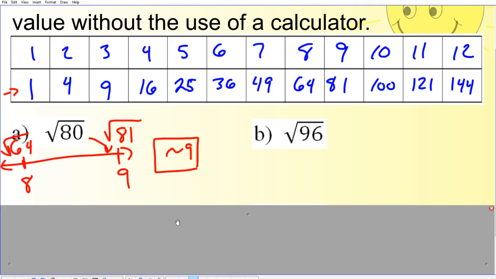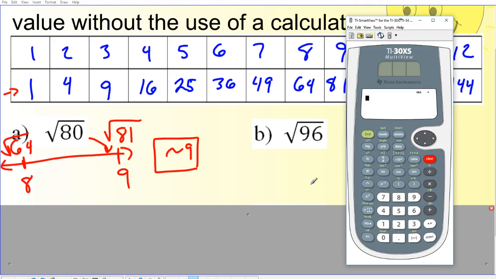And that's what we can say. We are approximating. We are not giving exact answers. If we wanted an exact answer, we'd use the calculator. Now, I'm doing this because I can show. And if you want to type it in just to check, yes, that is about 9.